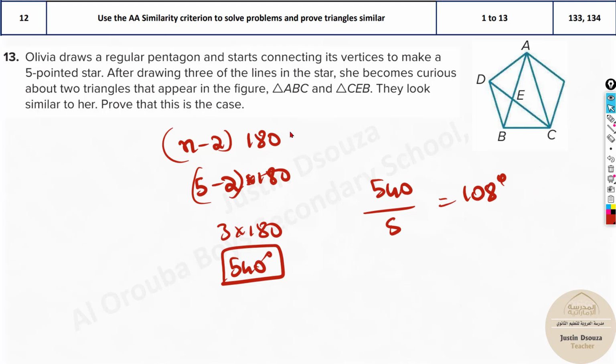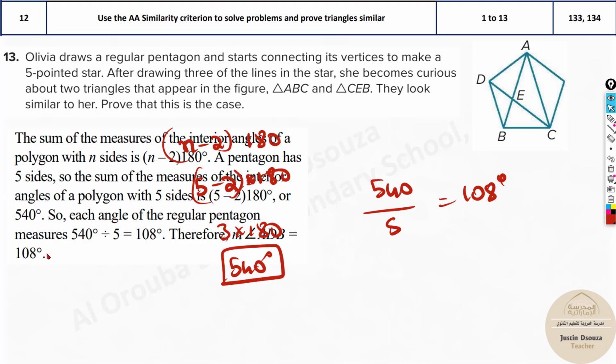Why? Because this is the formula to find the interior angle. And since it's a regular pentagon, that means all the interior angles are equal. So how many angles are there? 1, 2, 3, 4, 5. Whatever is the answer, you must divide by n. That is 5. So that's why we get 108. Let's just check answers. Yeah, it's 108.